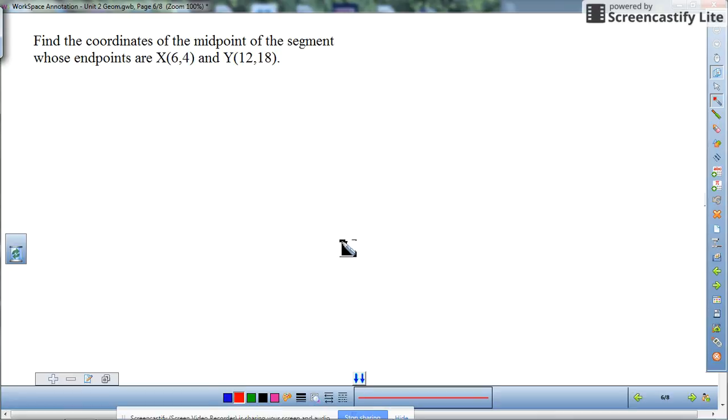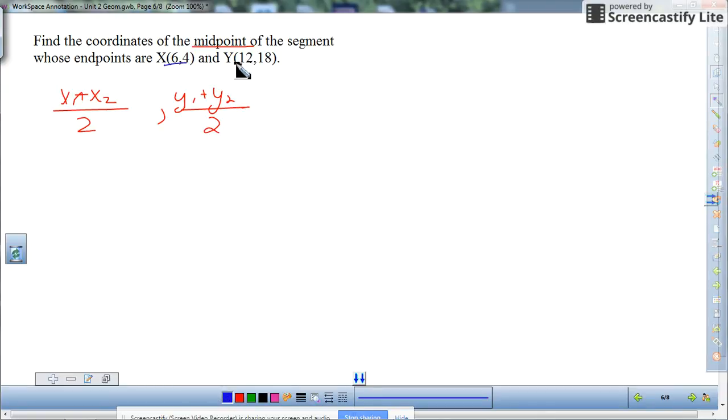All right, here's our next one. Find the coordinates of the midpoint of the segment whose endpoints are x is at 6, 4 and y is at 12, 18. Midpoint, remember that means we're in the middle. The definition of finding the midpoint, we want to add our x values, divide by 2, because you're finding what's in the middle, so you want to know what's halfway. And then to find the y value of that midpoint, we're going to add our y values and divide by 2.